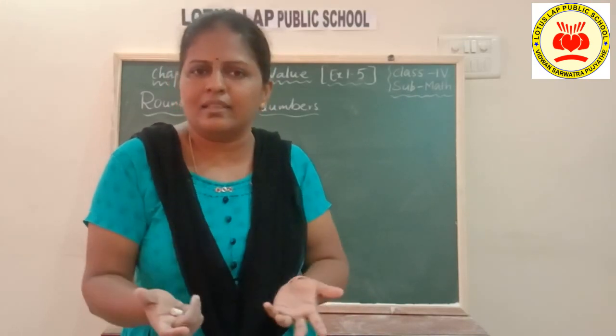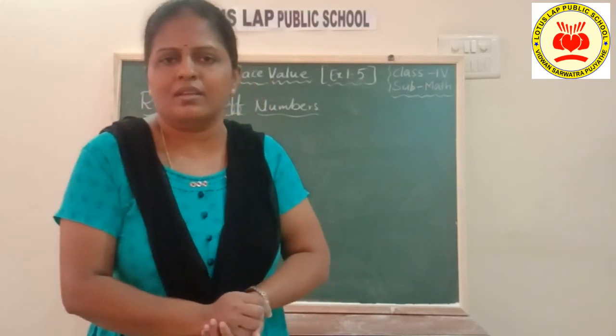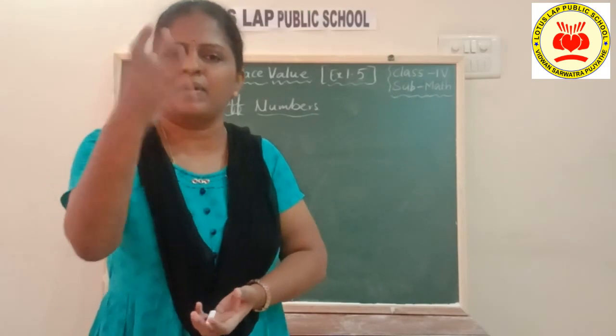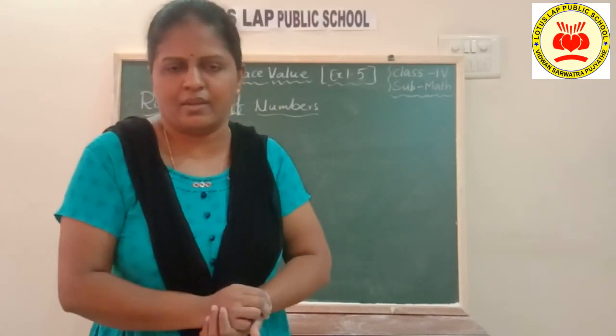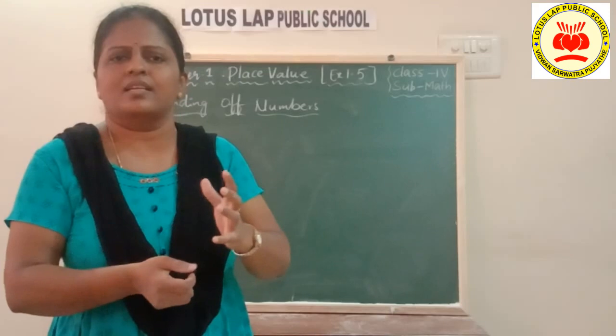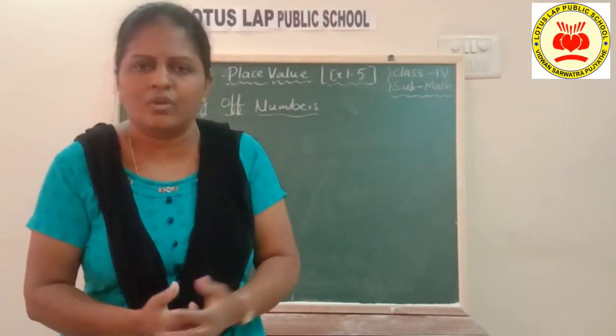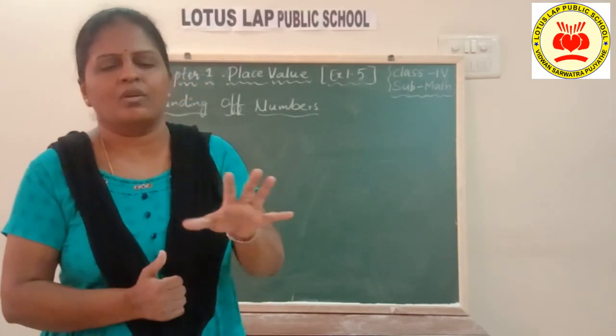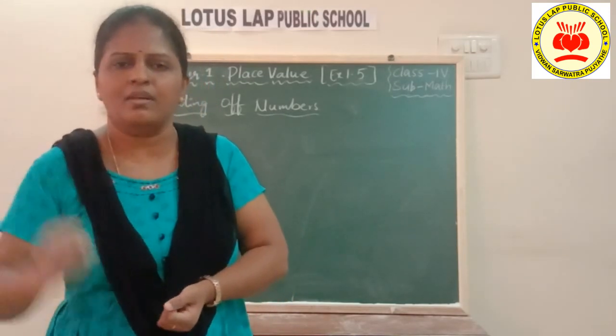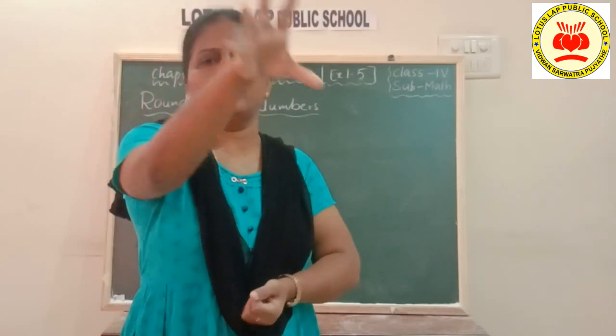Why do you say like that? 1000 is easier to say and understand and remember, to tell for anybody. So that's the reason you round off the numbers. In such kind of situations, you round off the numbers. Okay, children? So rounding off a number means taking the number which is closer to the given number.